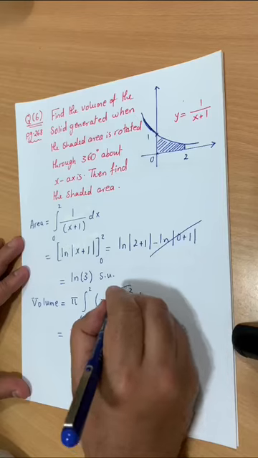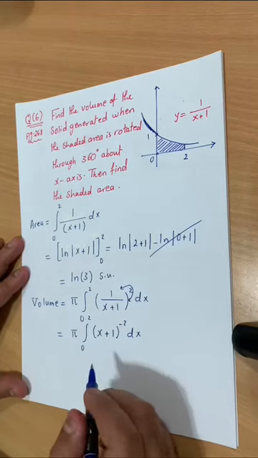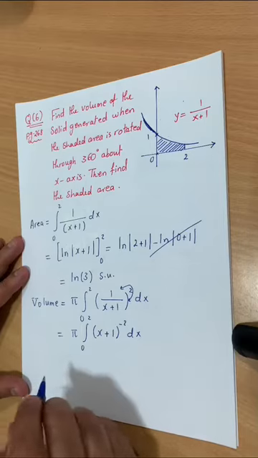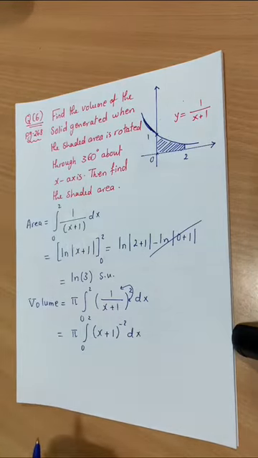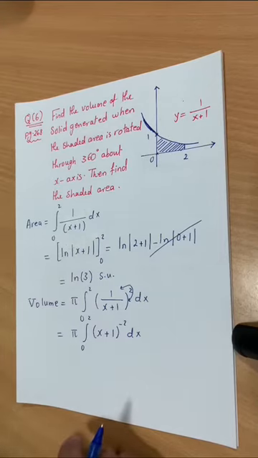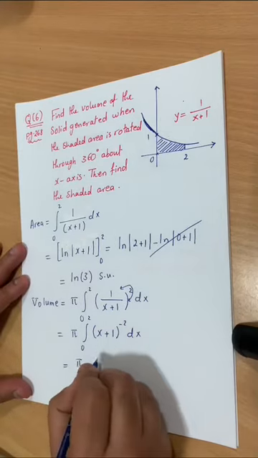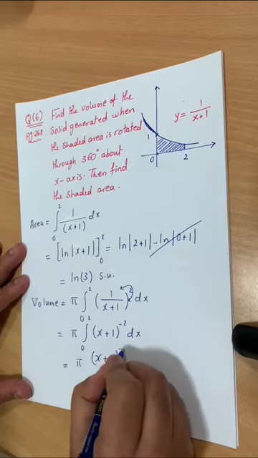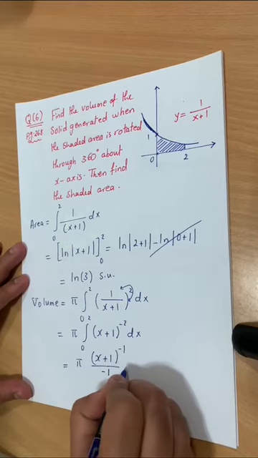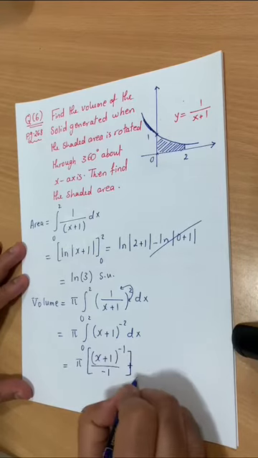How did you do that? If you distribute the power, 1 power of 2 will give you 1. 1 to the power of any number is 1. And then that denominator is x plus 1 power of 2. So when you move the denominator, you have to change the sign of the power. Then that will give you x plus 1 power of negative 2. So keep the pi as it is. Integration is x plus 1 power of negative 1 divided by negative 1. And don't write plus c, from 0 to 2.